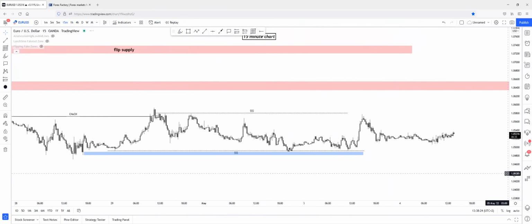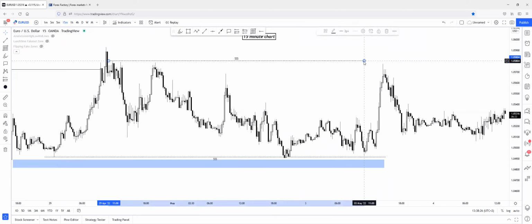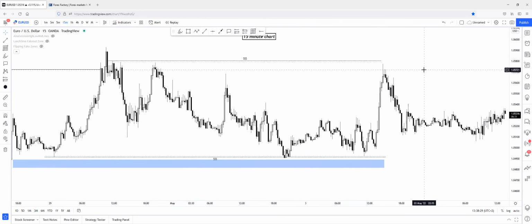Okay, 15-minute chart. What can we see on the 15-minute chart? Here was the week ago, right?